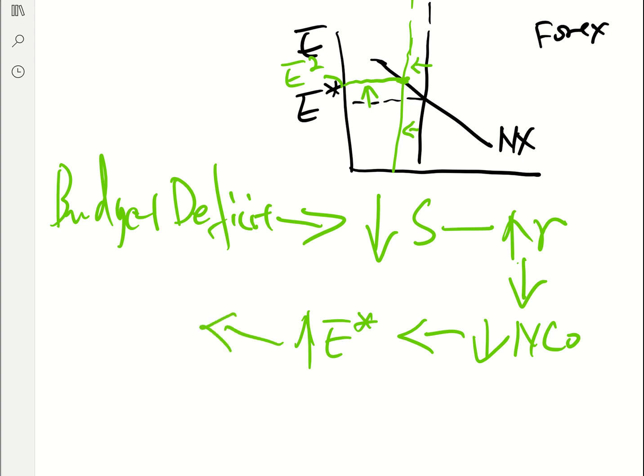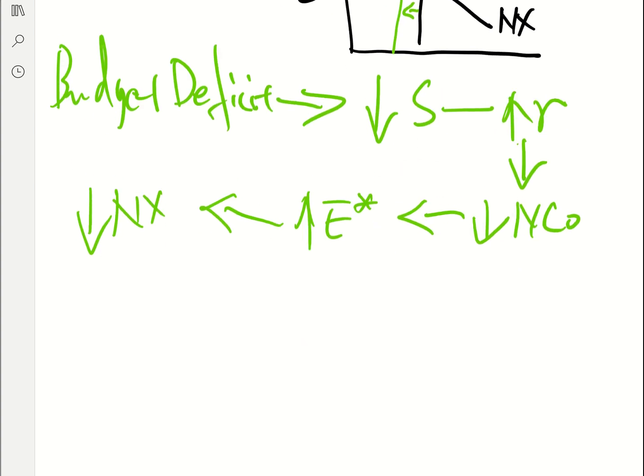at the end, your net export will go down because net export before was over here, but now it's over here. Before this is 0.1, and now this is 0.2. So we'll have a lower quantity of net export. Okay, so a budget deficit will hurt the overall economy because it will lower our net export.